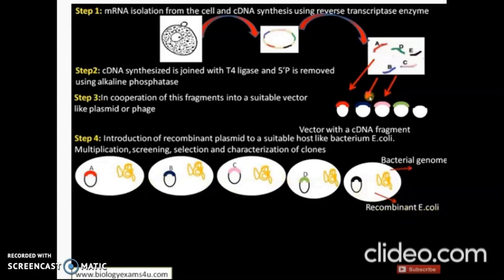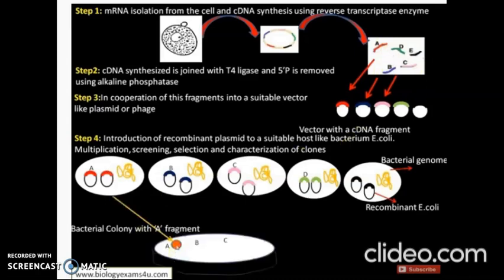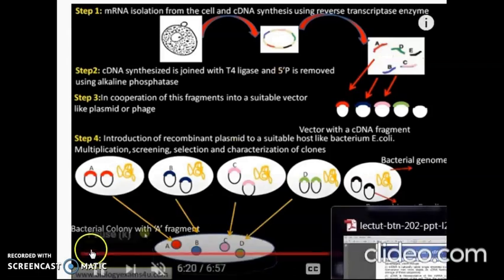So now we have cDNA with 5 genes A, B, C, D and E of maybe yeast cells, and this is referred to as a cDNA library, where each of these colonies will have a particular cDNA of this organism, and the maintenance of this set of clones is referred to as a cDNA library.